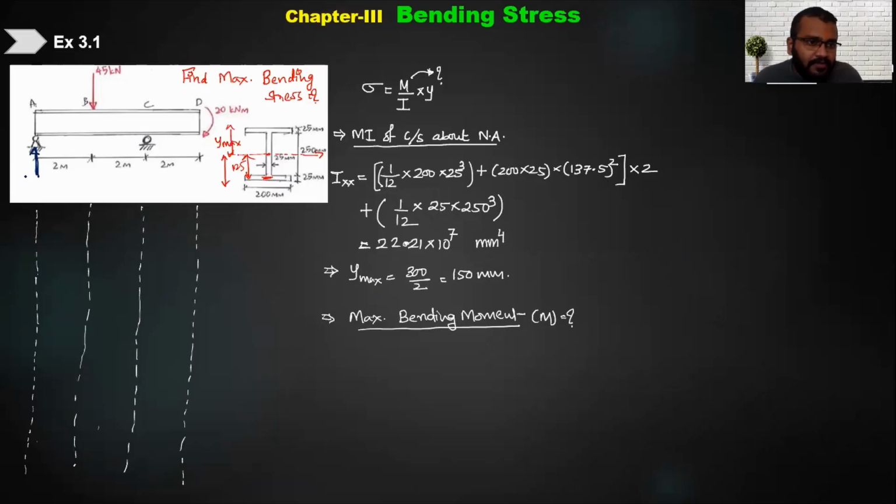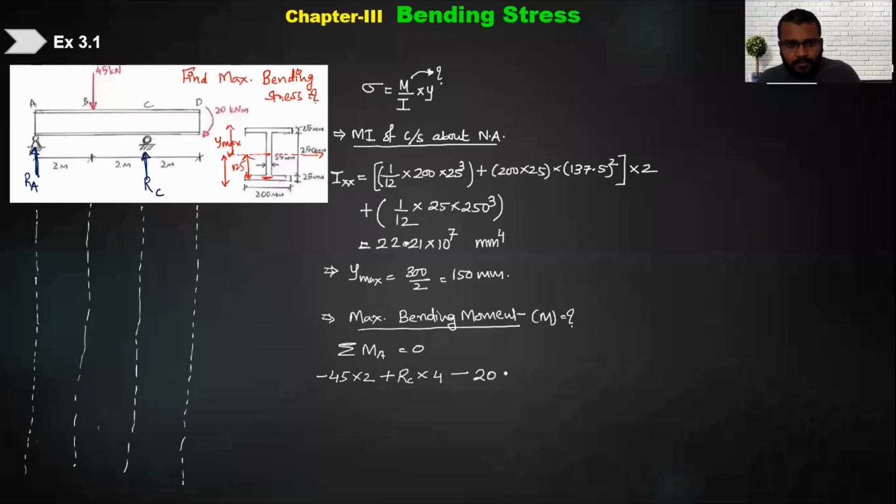One support reaction will come here, we will call it RA. Support reaction at C, here one will come, we will call it RC. So RA plus RC equals 45, and that is one equation. But let me write one equation using moment, because if we write moment we directly get a value. So let us write moment about A equal to 0. How will we write it? RA's moment is 0, so minus 45 into 2 plus RC into 4 minus 20 kilonewton meter equals 0.